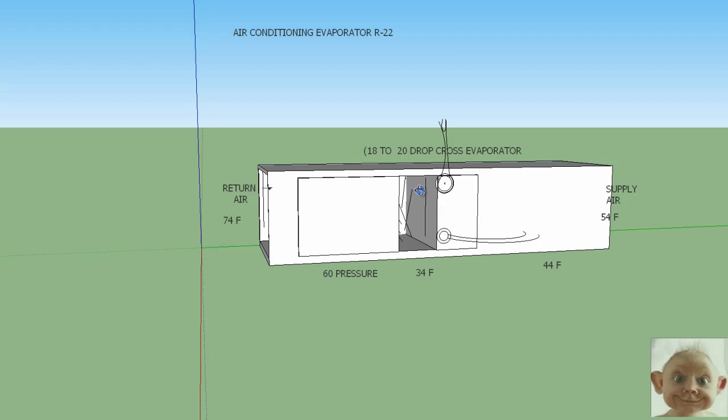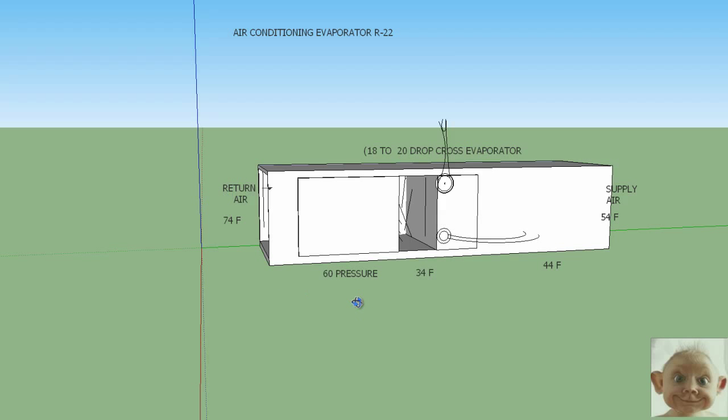So 74 minus 54, so that will give you a 20 degree difference. So that should be a nice running evaporator system.